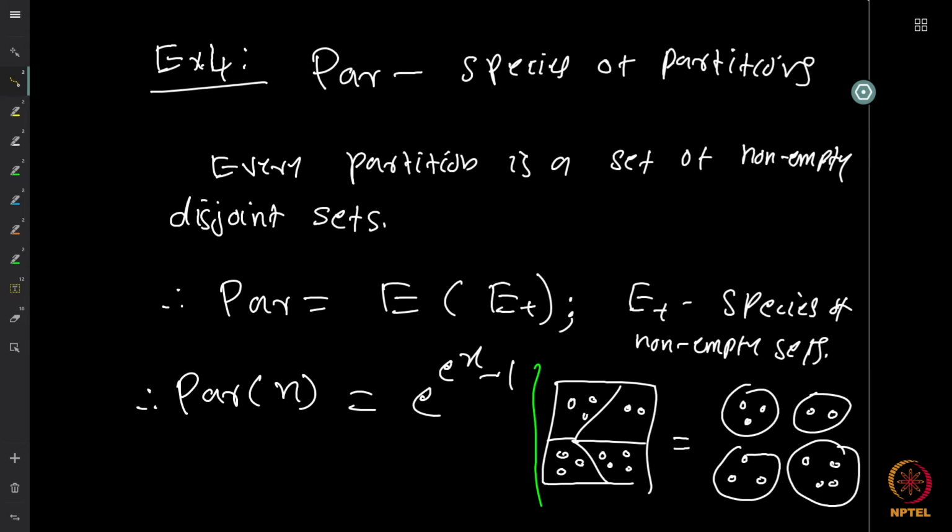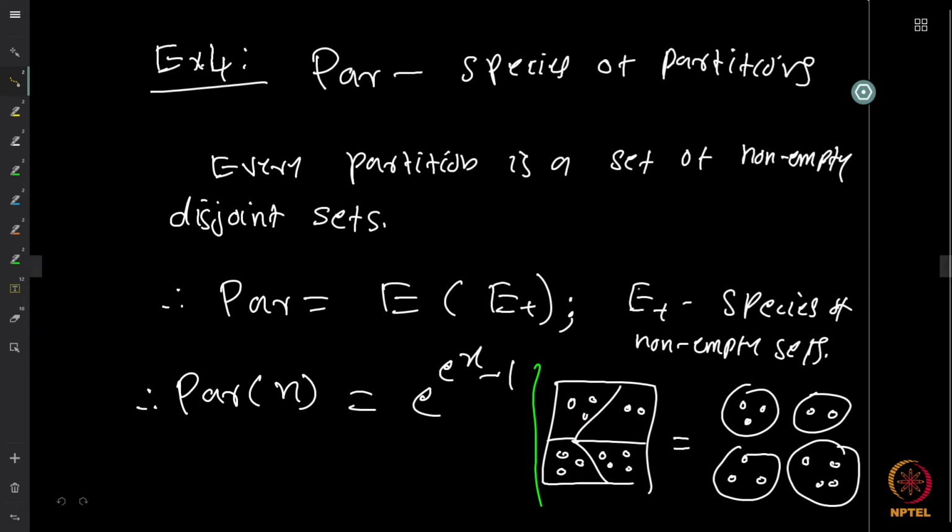Now, since the sets are going to be non-empty sets, we look at the species of non-empty sets, which is E plus. E is the species of sets. E plus is the species of non-empty sets. You just remove the first term, the one corresponding to the empty set. Then the partition species is actually a set assembly of non-empty sets, because it doesn't matter what order. When you are partitioning, you have these parts u1, u2, u3, u4, u5, so whichever order you put them, it is going to be a partition.